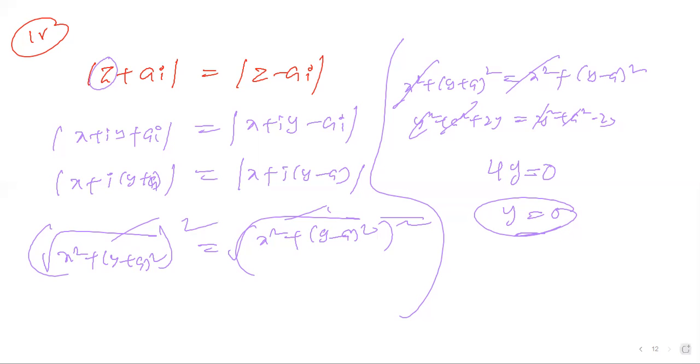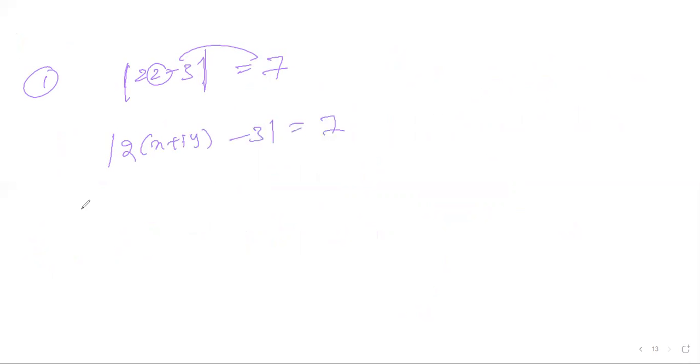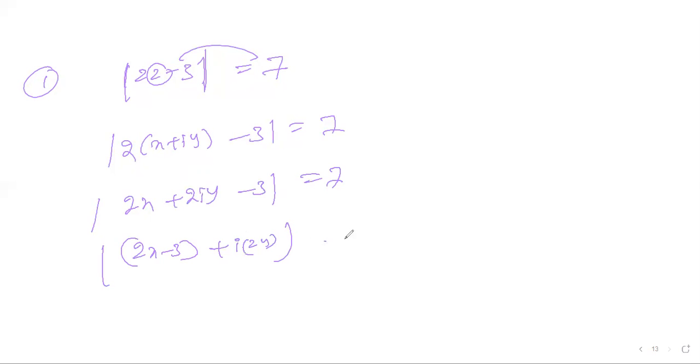Let me try the first question: modulus of 2z minus 3 is equal to 7. First of all, you need to replace z. What is z? Modulus of 2(x plus iy) minus 3 is equal to 7. Next, 2x plus 2 times iy minus 3 is equal to 7. What can you get in the next step? 2x minus 3 is the real part, plus i into 2y is the imaginary part, and the modulus is 7. This is the real term and this is the imaginary term.